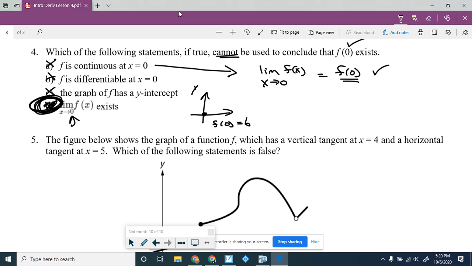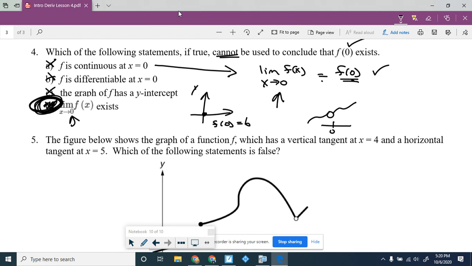Just because this exists doesn't necessarily mean that it equals f of 0. You can have the two-sided limit exist and not equal f of 0, right? You can have a removable discontinuity. So this doesn't guarantee you that f of 0 exists. And that actually goes back to, remember that the limit does not necessarily need to equal the functional value.